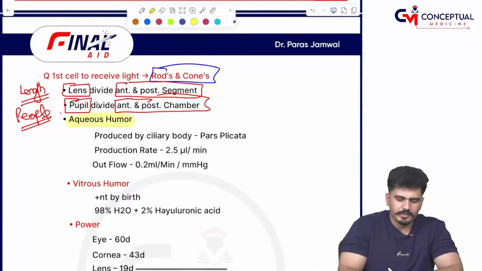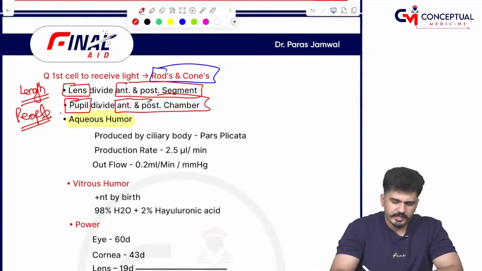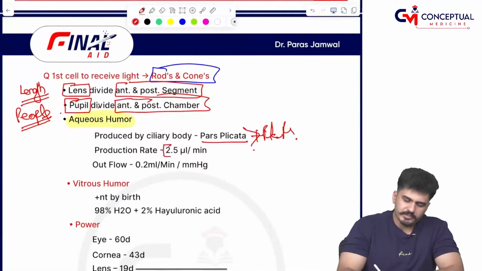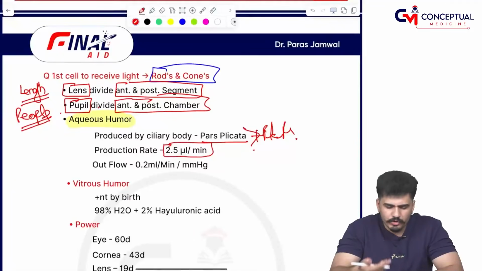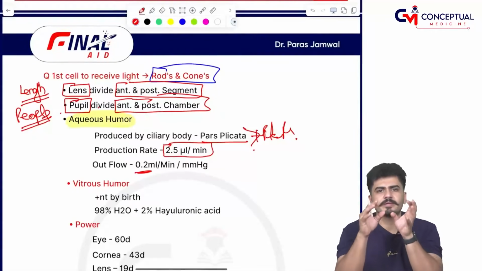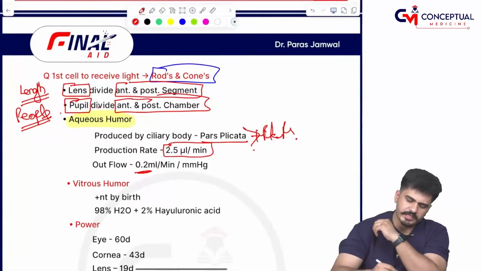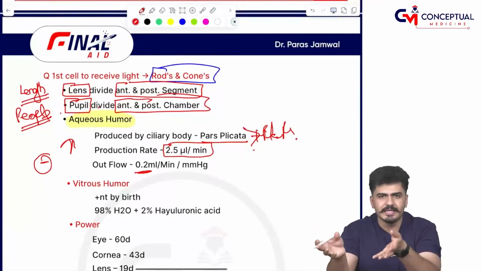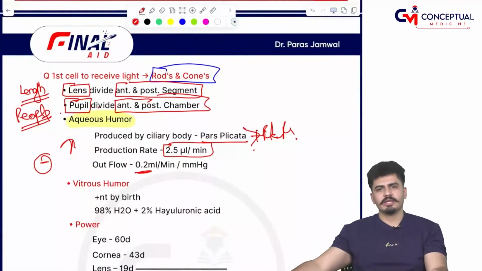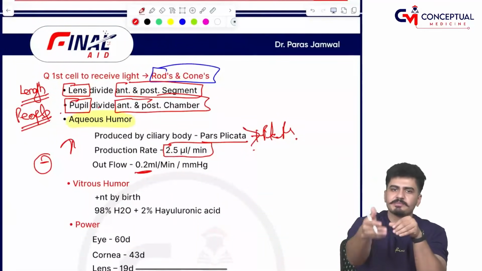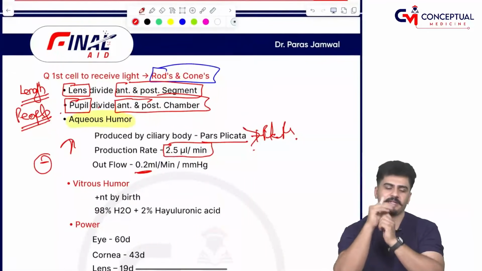Then coming to the aqueous humor, who produces it? Your ciliary body, pars plicata plus pars plana, more so the pars plicata. They are secreting that. Now, the production rate is 2.5 microliter per minute and the outflow rate is 0.2 milliliter per minute. And my dear friends, remember something here. If this outflow is reduced, then intraocular pressure is going to increase. And if intraocular pressure increases, there is going to be a disease, another MCQ of your exam, called glaucoma.